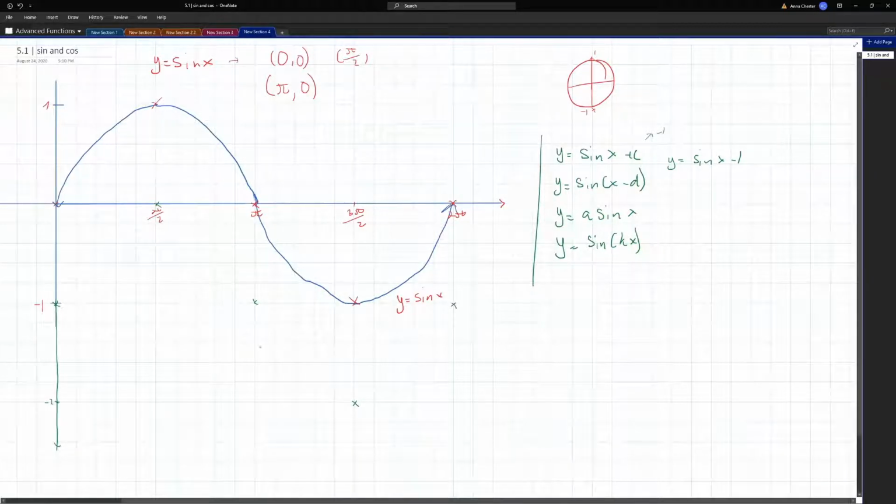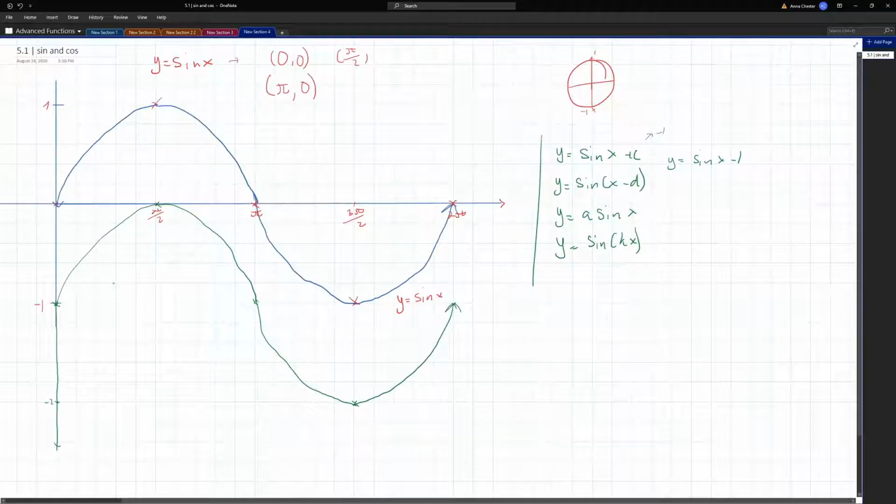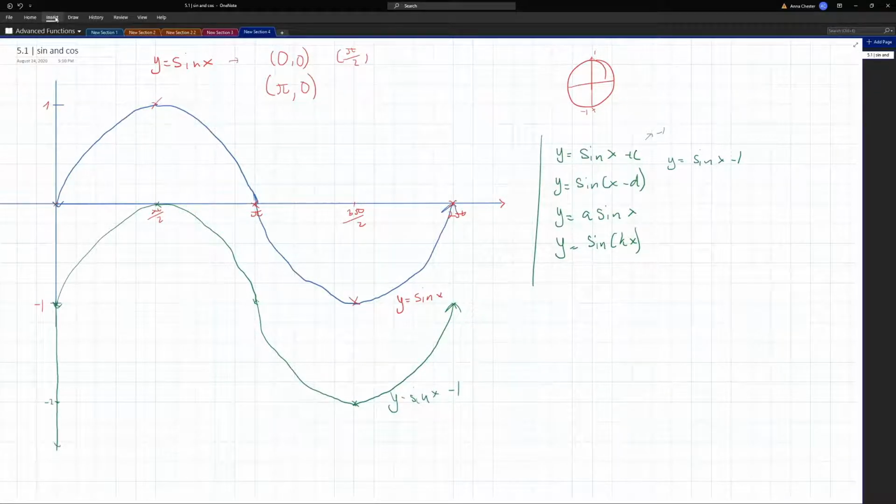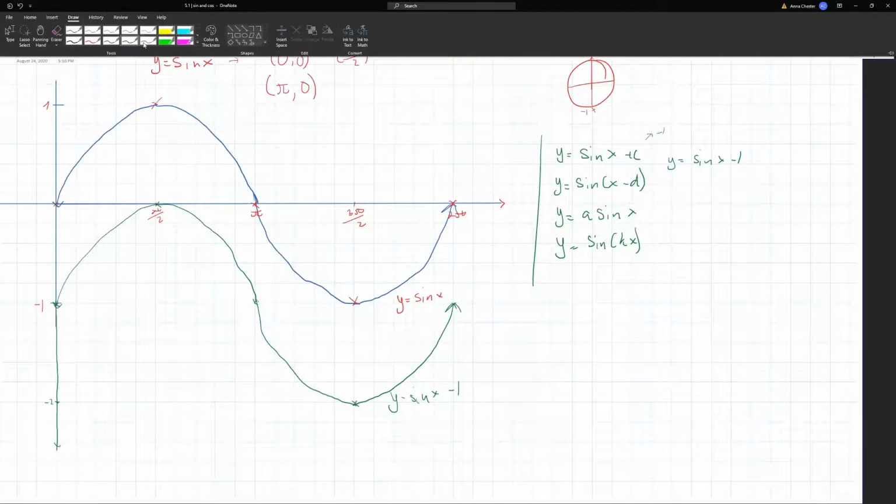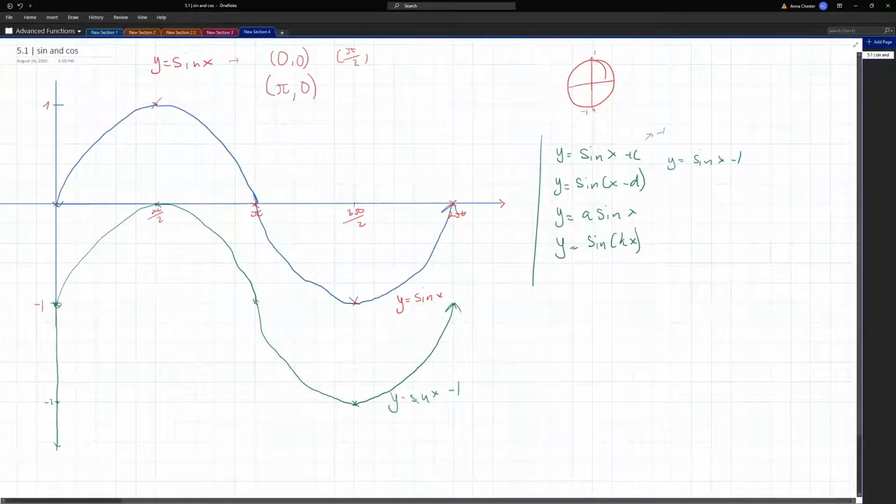Again, we could now graph our function. It would look something like this. This is a speed run, in case you're wondering why my lines are super wonky. There you go. That's the graph of y equals sine of x minus 1. If you wanted to move it left or right, it's also extremely easy. All we have to account for is moving it left and right.